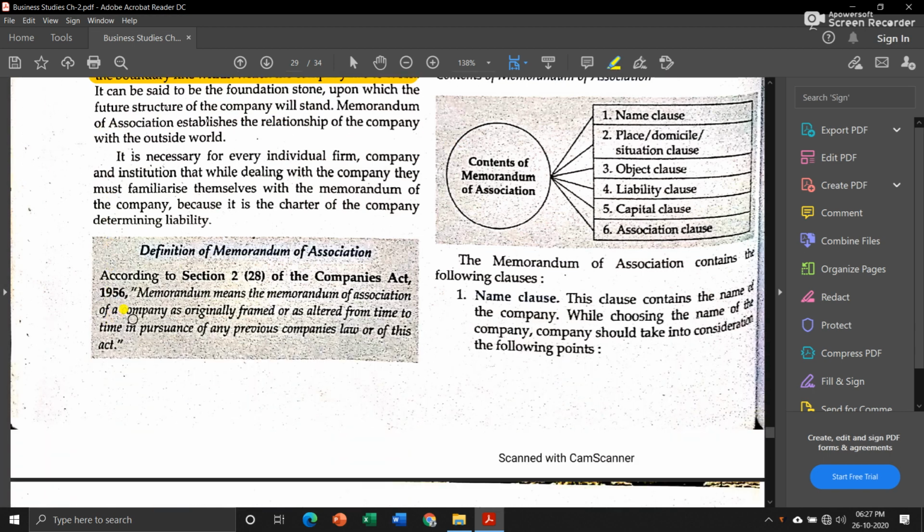Now let us see the actual definition of Memorandum of Association. According to Section 2, Subsection 28 of the Companies Act 1956, memorandum means the memorandum of association of a company as originally framed or as altered from time to time in pursuance of any previous company law or of this Act. It means it is not rigid. All those rules or disciplines which are mentioned in the memorandum of association can be changed from time to time.